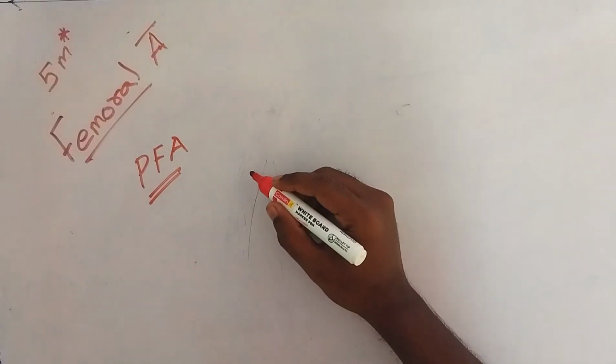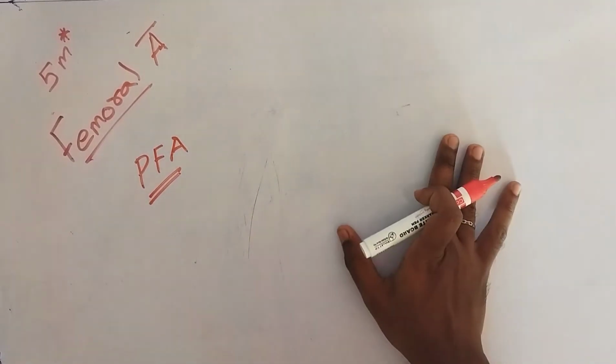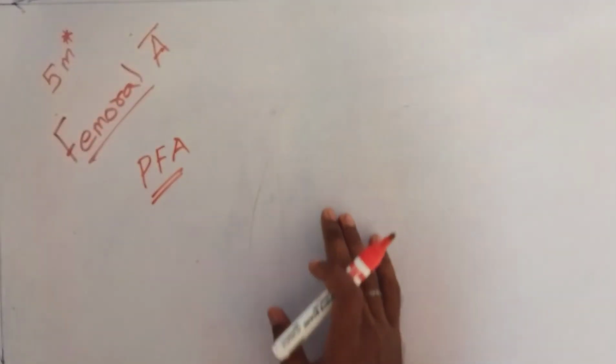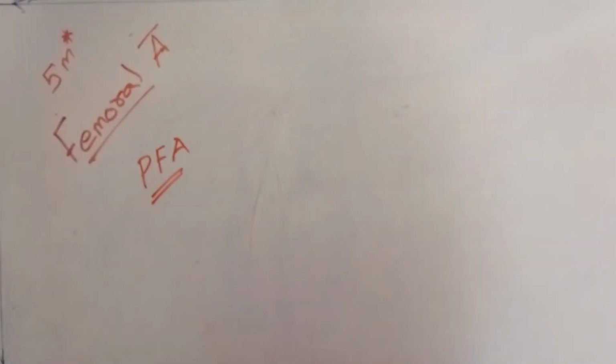Next, coming to the point, these are the branches that we have completed in the femoral artery. Next, one of the important branches of the femoral artery is the profunda femoris artery.